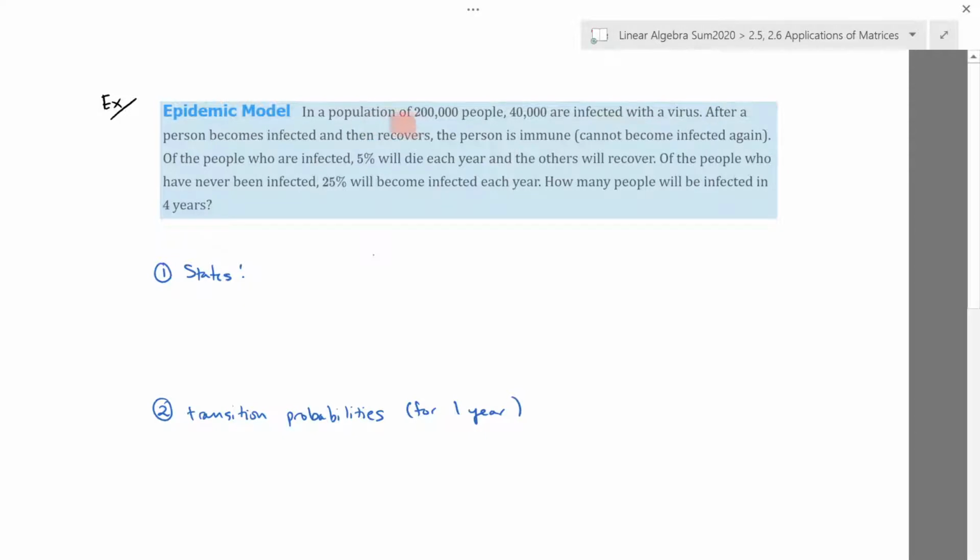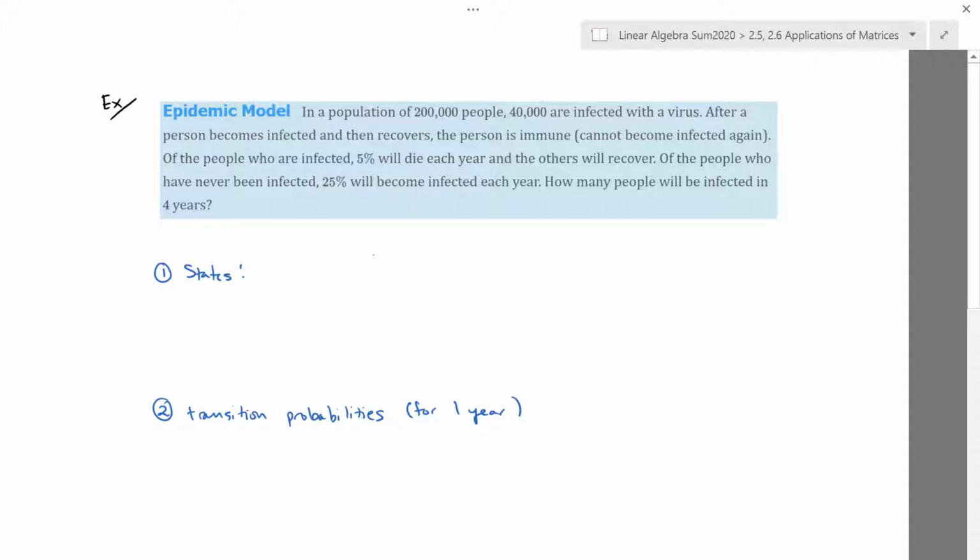It states that in a population of 200,000 people, 40,000 of them are infected with the virus. After a person becomes infected and then recovers, the person is then immune. Basically, that person cannot be infected again. Of the people who are infected, 5% will die each year, and the others will recover. Of the people who have never been infected, 25% will become infected each year. And the question is trying to figure out how many people will be infected in 4 years.